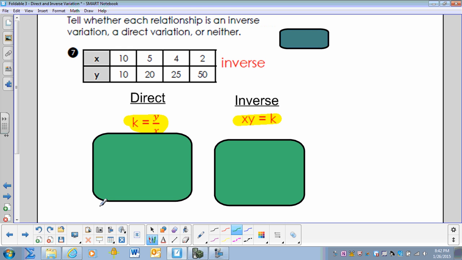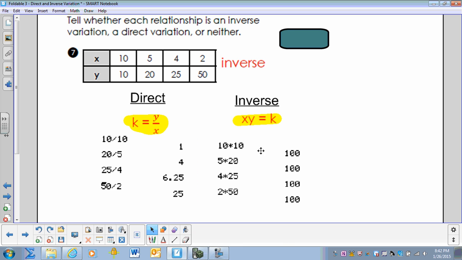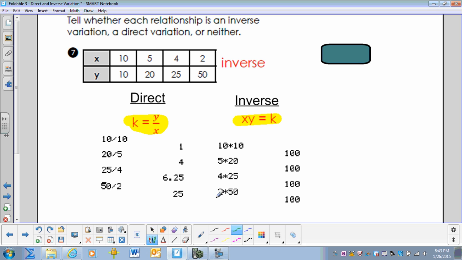All right, number 7. In order for this to be a direct variation, every time I divide y divided by x, I should get the same number. If this is an inverse variation, every time I multiply x times y, I should get the same number. So this is an inverse variation. So y is equal to 100 over x.